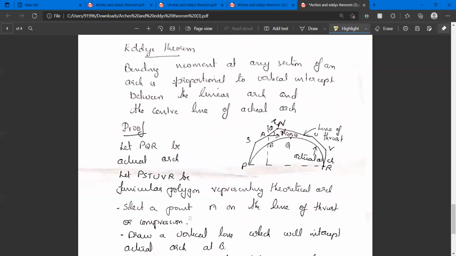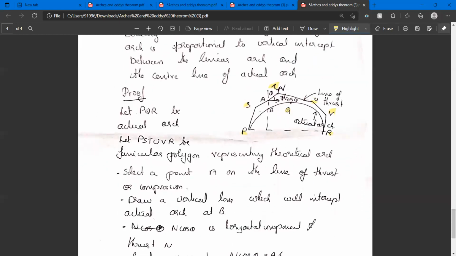Now we are going to the proof of Eddy's theorem. Eddy's theorem states that bending moment at any section of an arch is proportional to vertical intercept between linear arch and central line of actual arch. You can see the actual arch PQR here. PQR is the actual arch. Now, PSTUVR is the funicular polygon representing the theoretical arch.